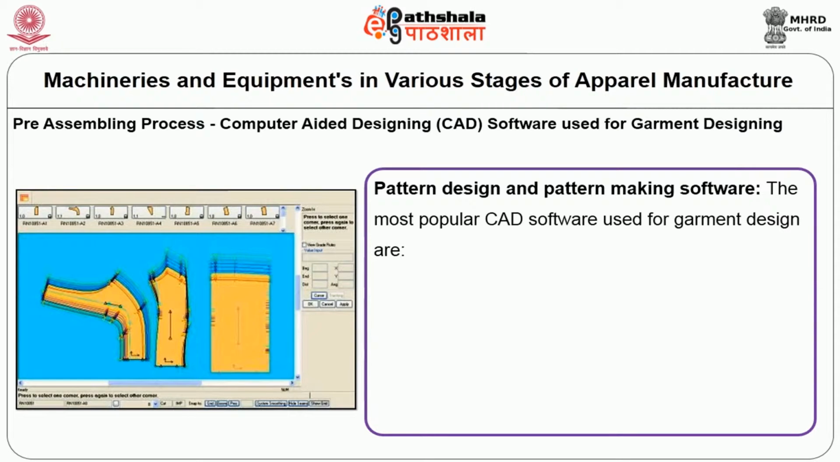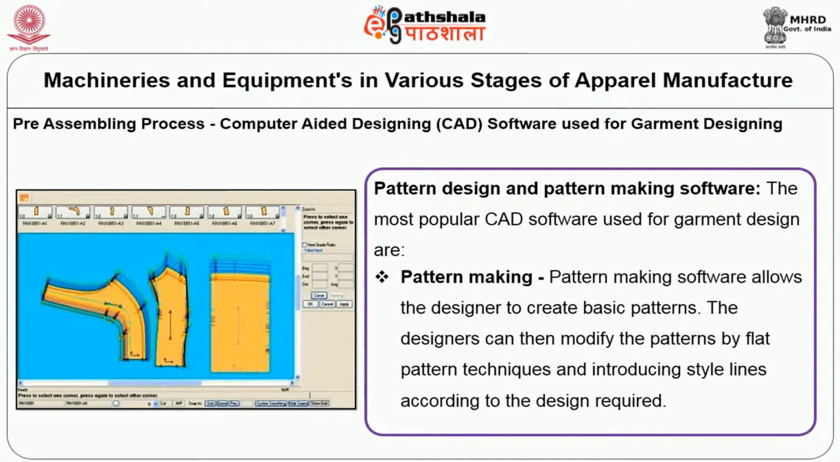The first thing is all about pattern design and pattern making software. The most popular CAD software used for garment design has a combination of 3 modules. It has pattern making, grading, and lay planning software. The pattern making software allows the designer to create basic patterns. The designer can then modify the patterns by flat pattern techniques and introducing style lines according to the design required.